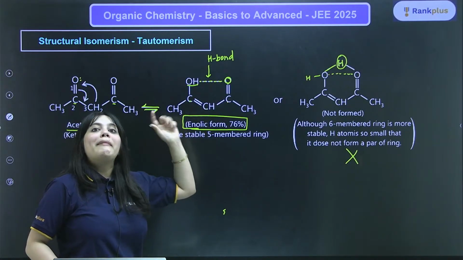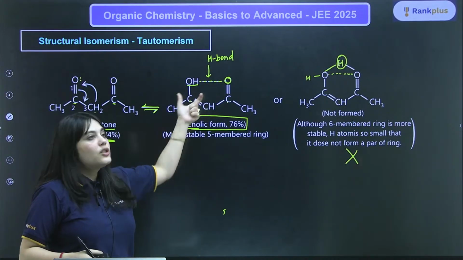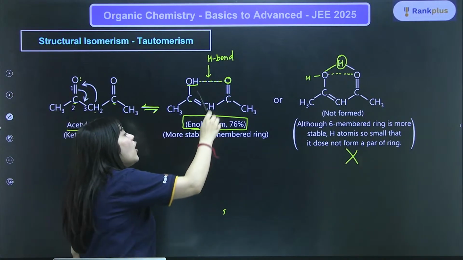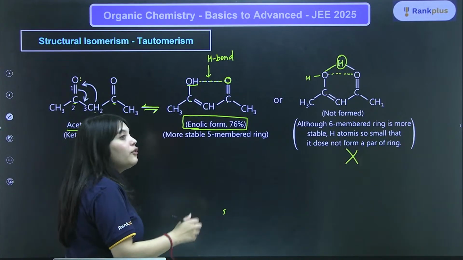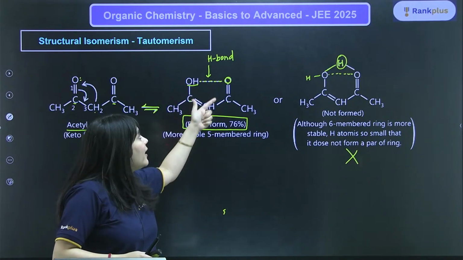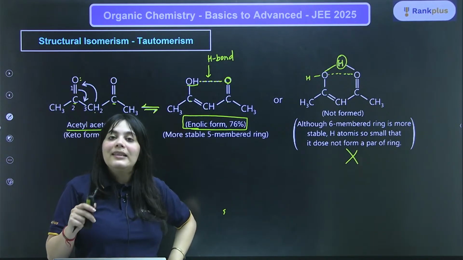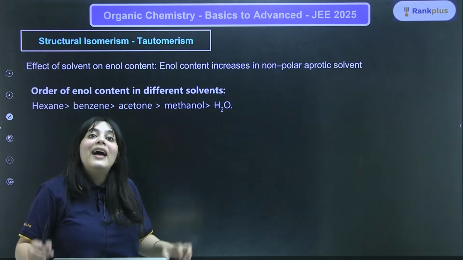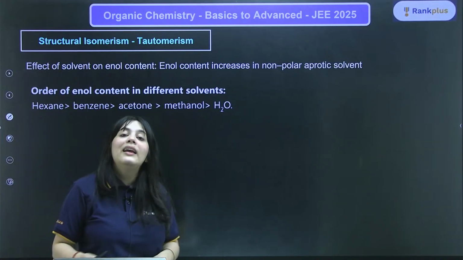In the enol form, why is it forming? Because there is formation of a hydrogen bond within the same molecule. So if the enol form is forming a hydrogen bond within the same molecule, it cannot form a hydrogen bond with water or any polar solvent, right? Because it is already consuming its enol form to form H bonding within the same molecule. Understanding this? So enols are more soluble in where?